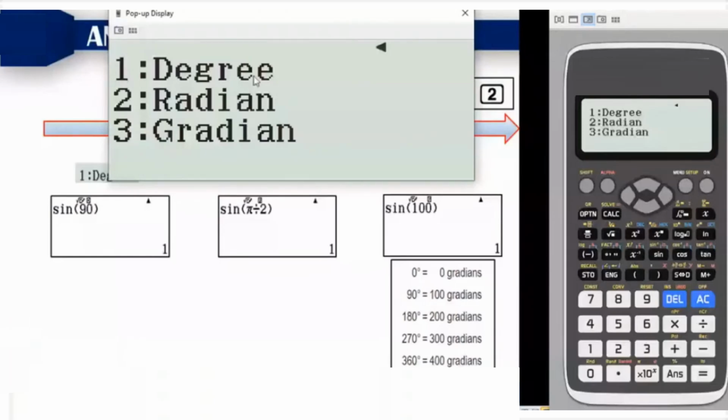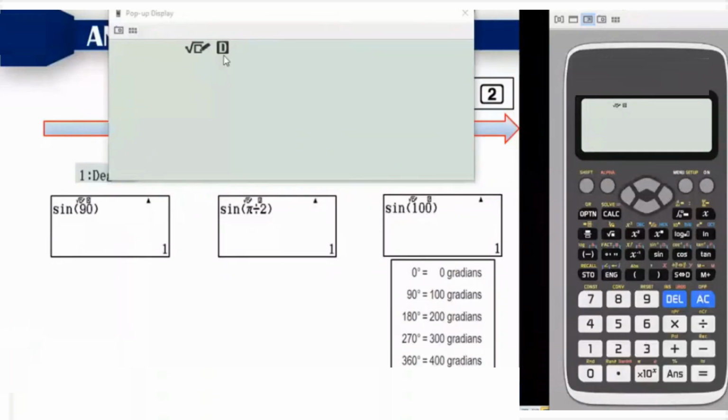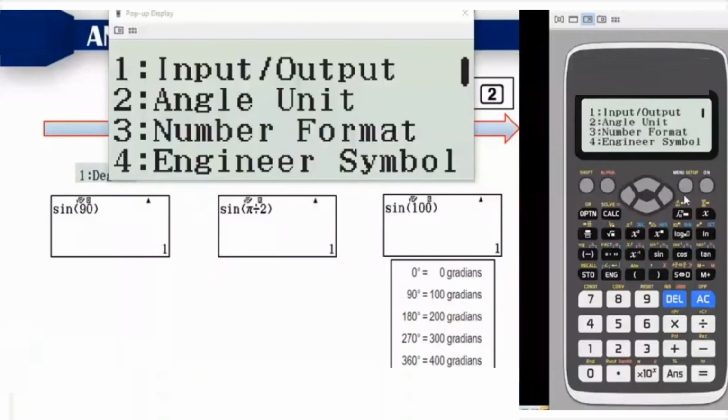If you look at the pop-up screen, please note D is written here where my cursor is. D written here means that it's in degree mode. If I change the setup to radian mode, I have to go to the shift menu, then press 2, and press 2 for radian. Now please note it's R here.